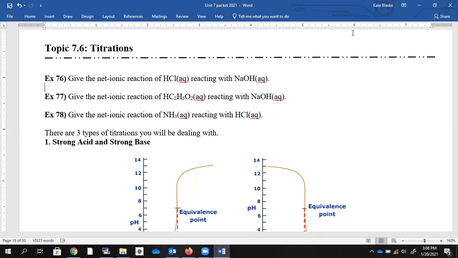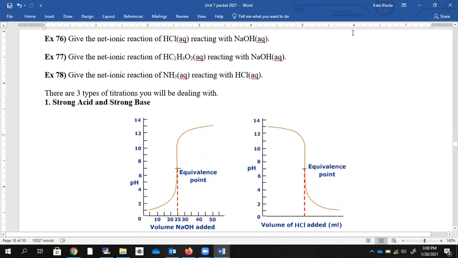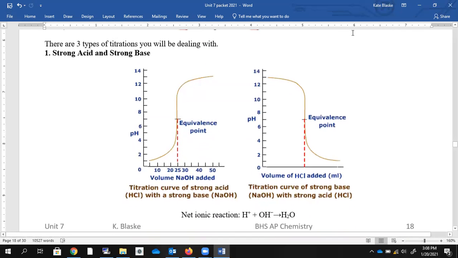So first up, basically everything we're going to be talking about with titrations is relating the amount of chemical that we've added to what the pH of that mixture is. So if we talk about our first type of titration where we have a strong acid reacting with a strong base, in this left-hand graph, we see at the very beginning of our reaction, we have a very low pH, which means that we have a strong acid.